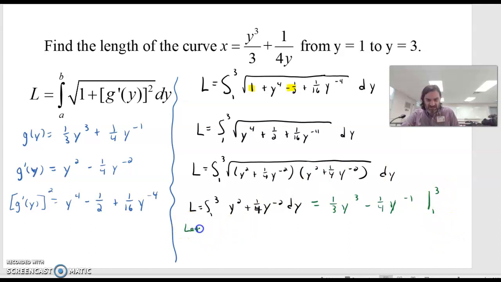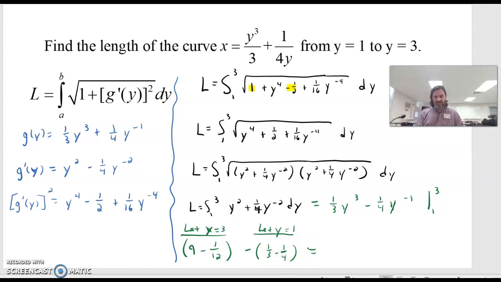So let y equal 3. And when we plug that in, 3 cubed is 27 over 3, so that is 9. And then it'll be 1/4 and y to the negative 1, so that'll be a 3 in the bottom, so it looks like minus 1/12, I believe. And then we'll have minus, when we let y equal 1. So when I plug in 1, that'll be 1/3 minus 1/4.